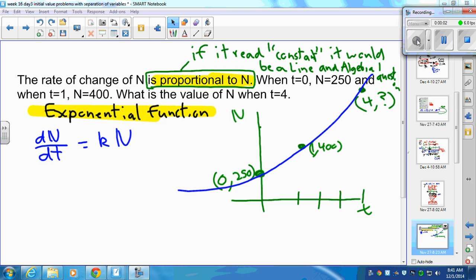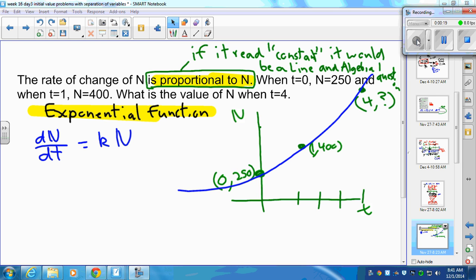All right, so let's take a look at this one. This is again a classic algebra 2 problem that we're just going to start out by kind of proving. The rate of change of n is proportional to n. When t is 0, n is 250, and when t is 1, n is 400. What is the value of n when t is 4?